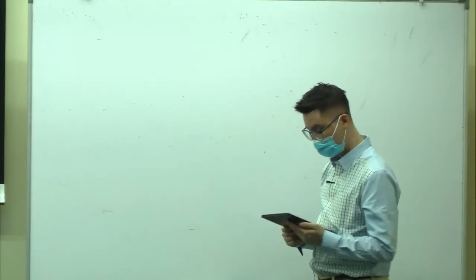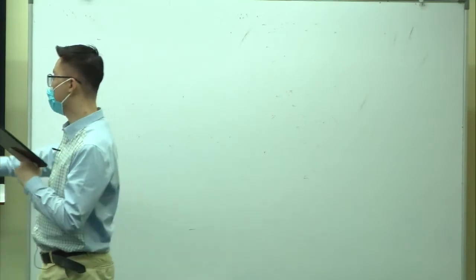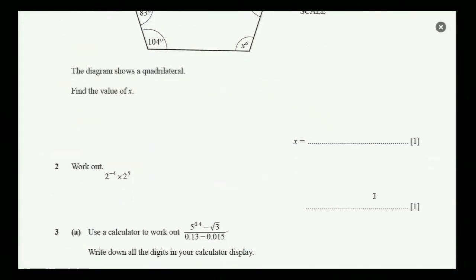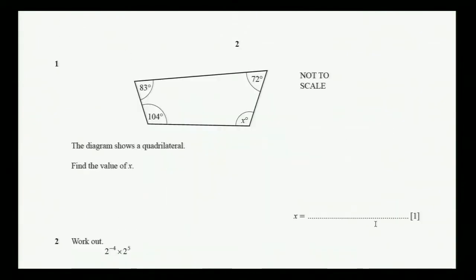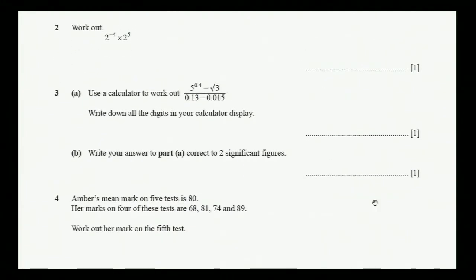Okay, question 4. Richard, can you show the screen? Look at question 4. Amber's mean mark on 5 tests is 80. Her marks on 4 of these tests are 68, 81, 74, and 89. Work out her mark on the 5th test.